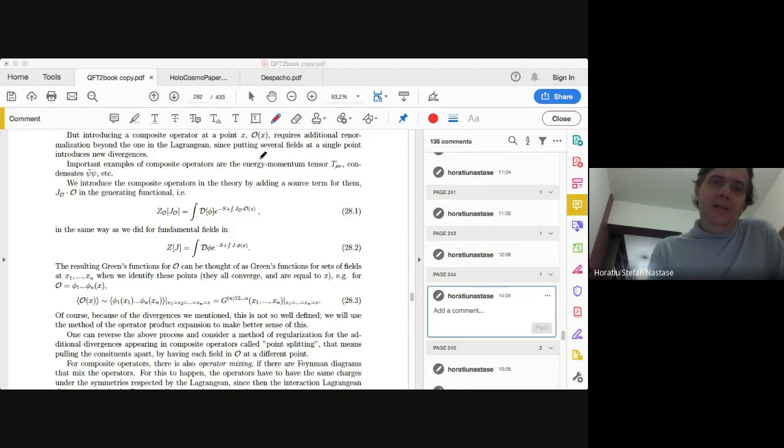Examples are the energy momentum tensor, or in gauge theories, particularly in QCD, something like fermion or quark condensates, psi bar psi, and so on. So the quark condensate being a measure of the vacuum phase in the theory.